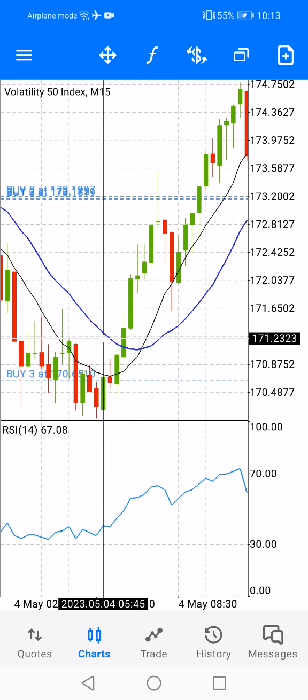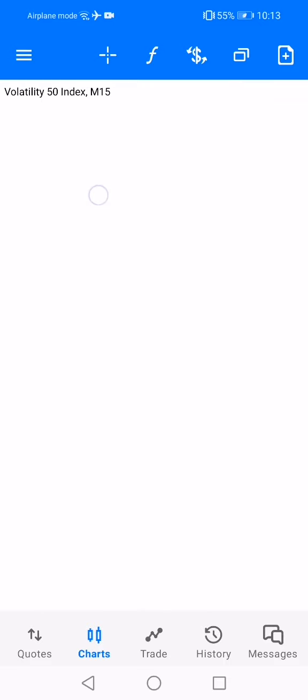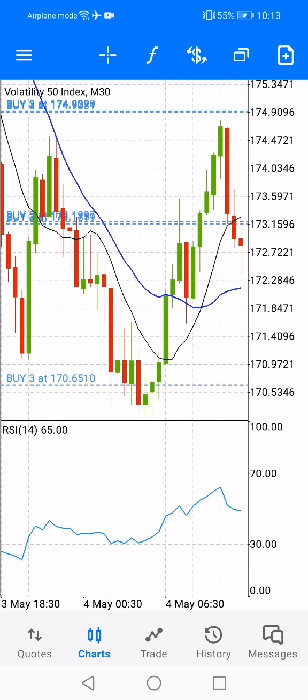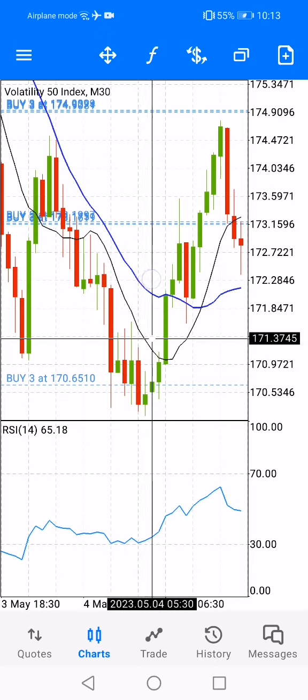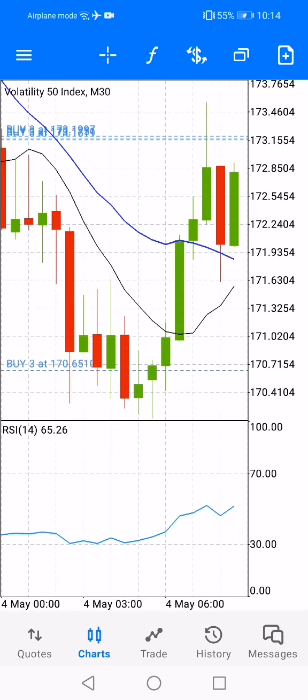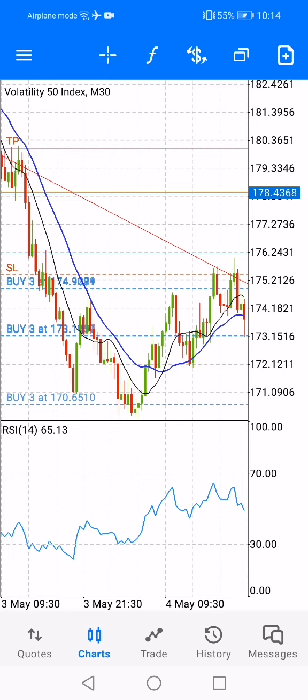But is it enough? No, it's not enough. Go to 30 minutes to see the candlestick that formed there. On 30 minutes, we have this hammer candlestick. You see the hammer candlestick? It's a reversal candlestick pattern. It just shows you that the price is rejecting lower prices.